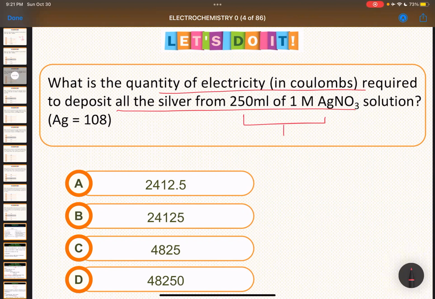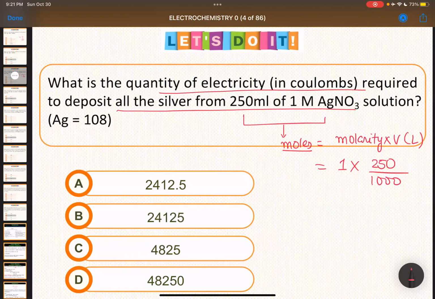Moles of silver, molarity. Always remember, mole equals molarity into volume in liters. Volume is 250 by 1000. You need to divide it by 1000 to change it to liter. This is 1/4 of a mole.